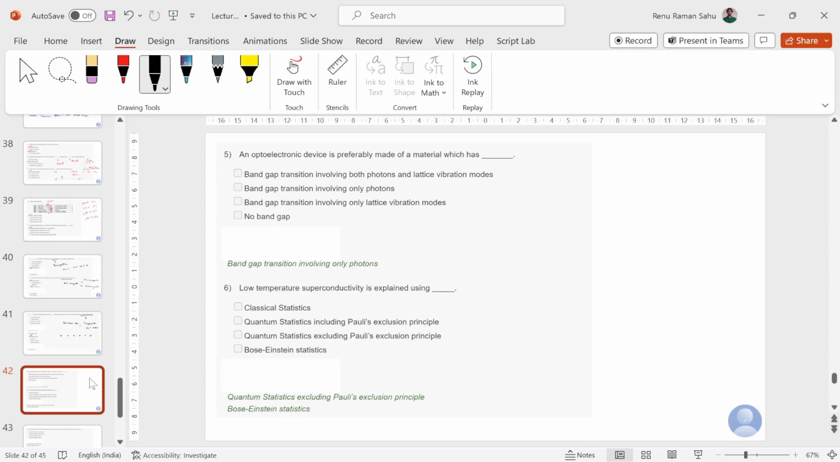An optoelectronic device is preferably made of a material which, for an optoelectronic device, we need to have this E-K diagram such that the maxima of the valence band is just below the minima of the conduction band. This is called a direct band gap material, and it is important for a photon mediated transition.